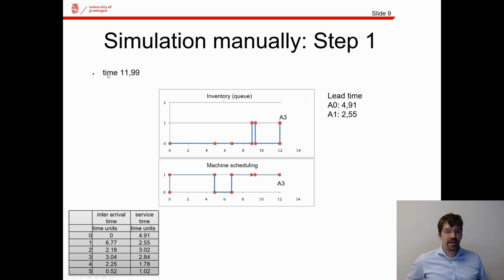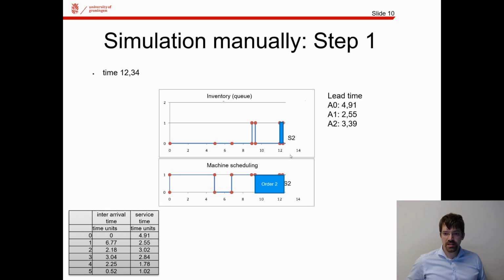Next event happened at time 11.99, calculated by summing up the interarrival times 0 plus 6.77 plus 2.18 plus 3.04. Here in this circumstance, again, order 3 arrives. Recognize that the machine is occupied and order 3 has to wait in the queue and the inventory increases to 1.